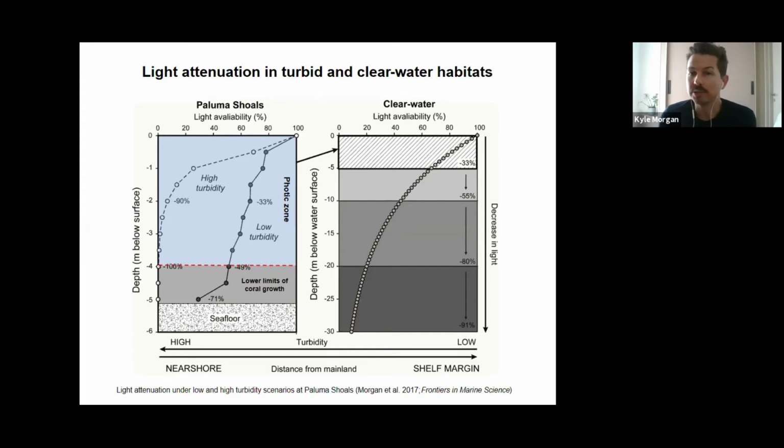Even under low turbidity conditions, so these periods of calm weather where we have relatively higher light, even at 5 meters water depth, 75% of surface light has been removed. So if we compare that to a hypothetical clear water reef, that's equivalent to what's happening at about 20 meters. So the light is decreasing very rapidly, and as it does so, it's compressing the vertical depth distribution of these corals and these habitat types into a very narrow depth range.